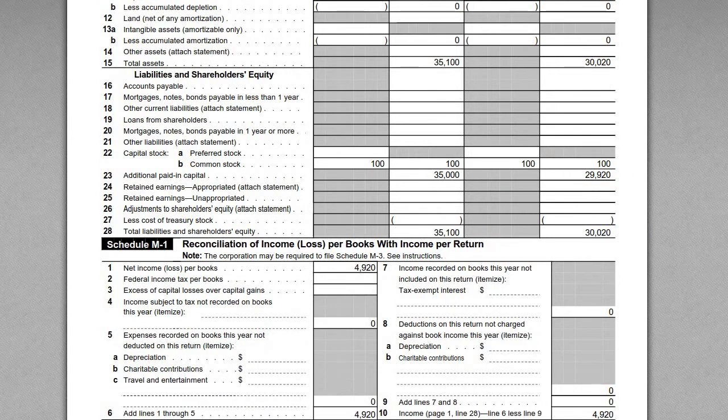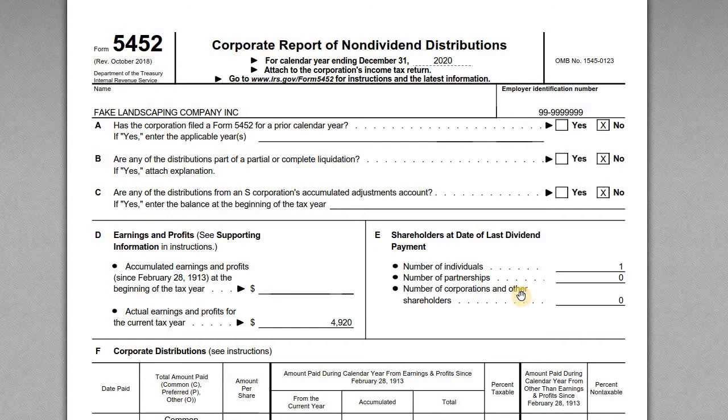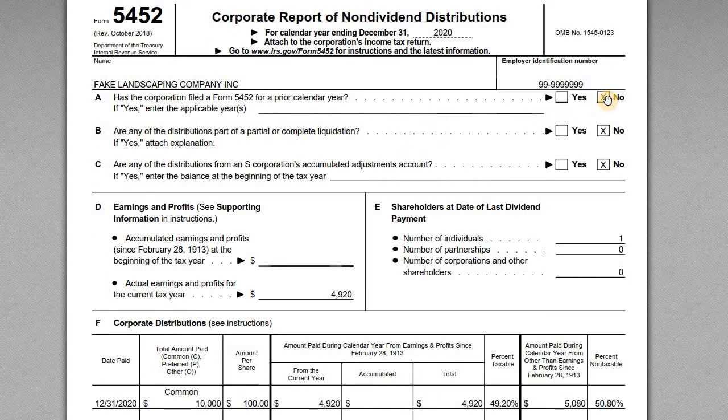So if we go back to the 5452, we'll run through how this is reported. Because again, the details are important here, right? You as a shareholder don't want to be paying taxes on a $10,000 dividend if a portion of it is a non-dividend distribution. So here we have a 5452 for the company. They haven't filed this in the prior year. This is not a distribution as part of a partial or complete liquidation. And this isn't an S corp, right? So all of these questions get no.